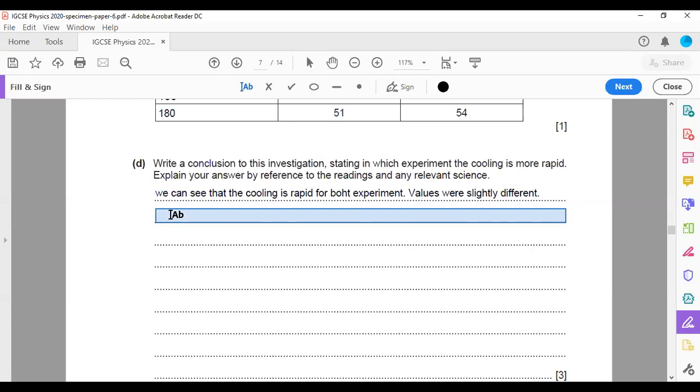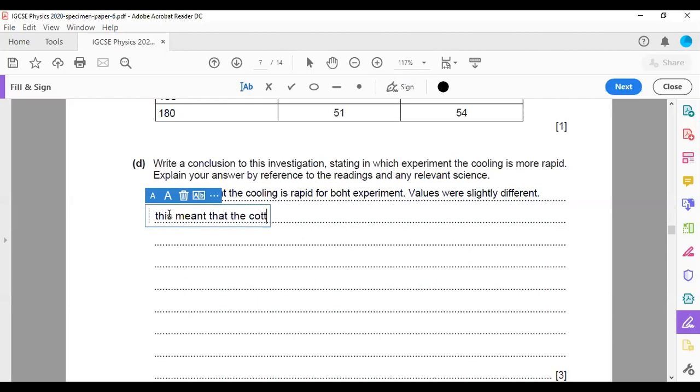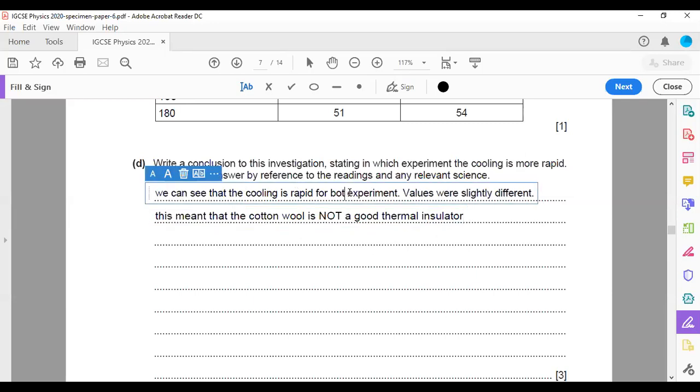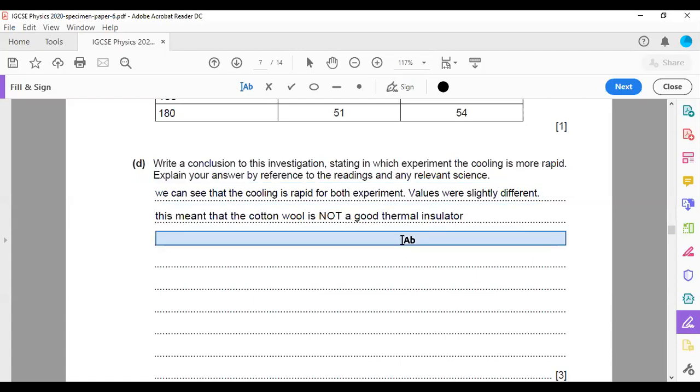This meant that the cotton wool is not a good thermal insulator. Right? It is not a good thermal insulator. So that means it doesn't keep the heat. So the cotton wool really does play a particular role in this whole thing. It is not a good thermal insulator.